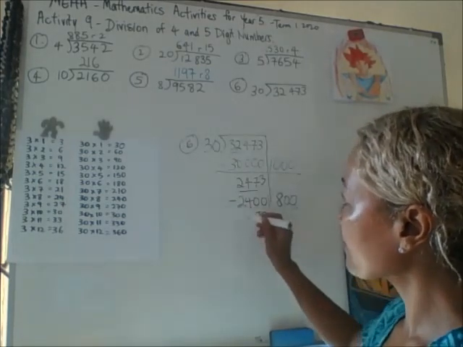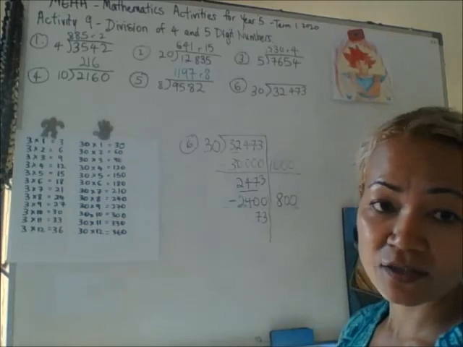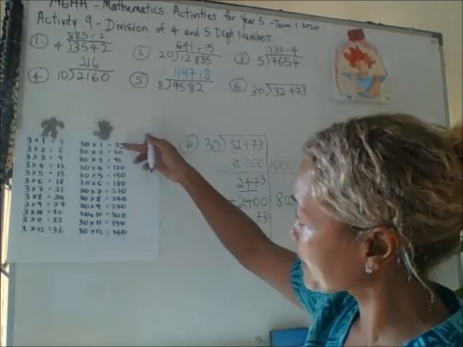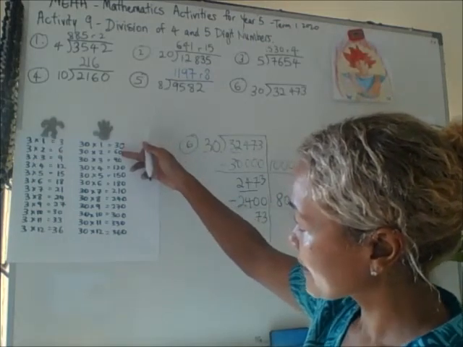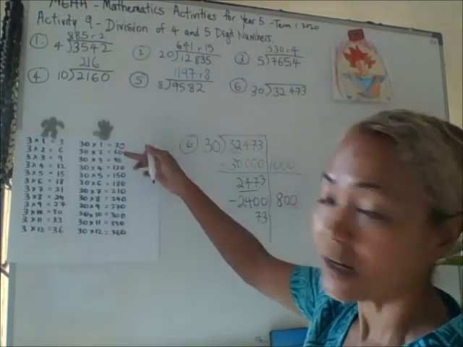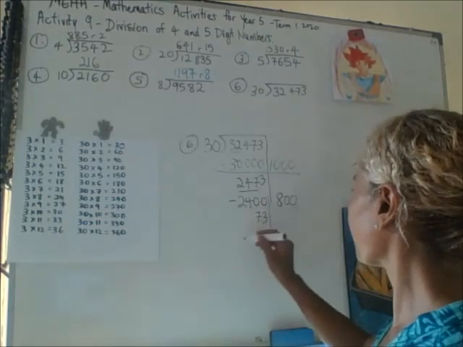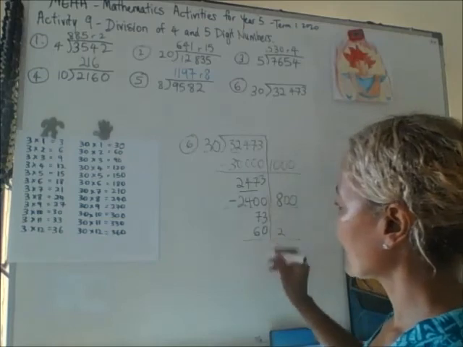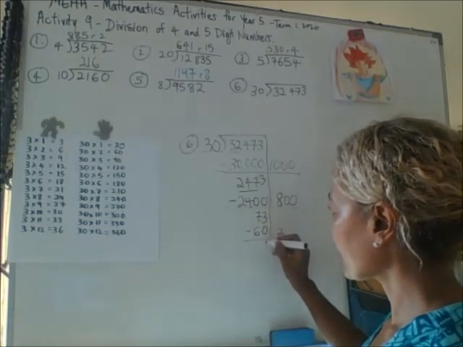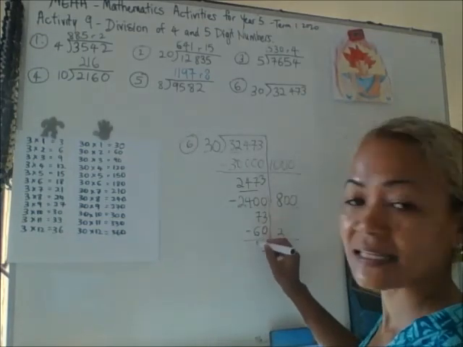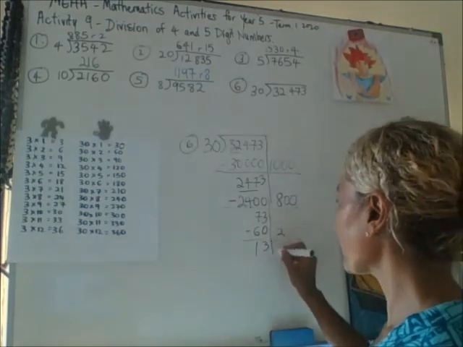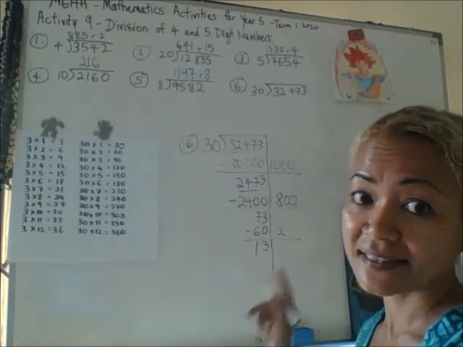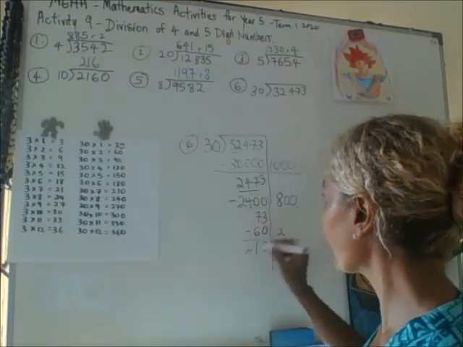Okay, 30. Does it go into 7? No. 7 is too small. Does it go into 73? Yes, it does. Let's find out how many times. 30, 60. 90 is too much. 60 is under. Okay, 30 times 2. 30 times 2 is 60. Subtract that. We're left with 13. 73 minus 60 is 13. Can 30 go into 13? No, it can't. 13 is too small. So this becomes your remainder.